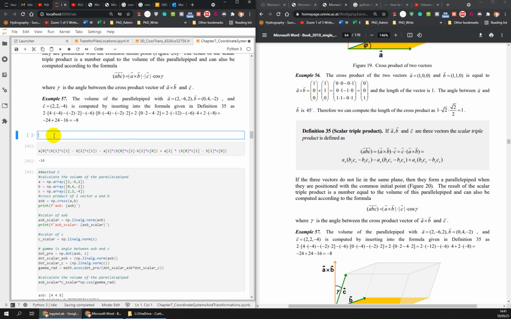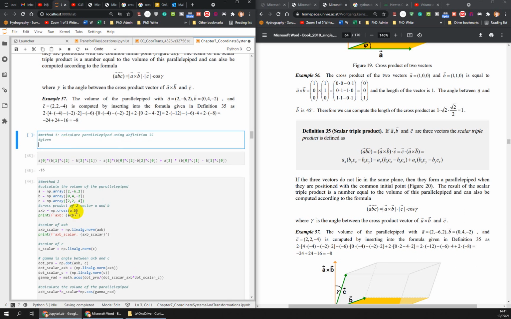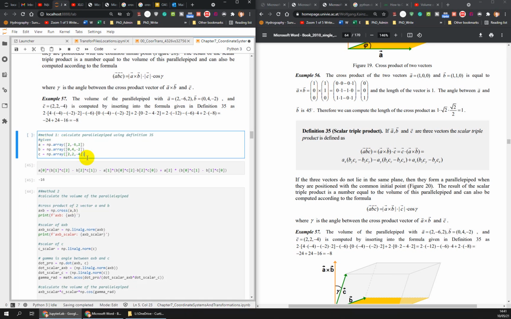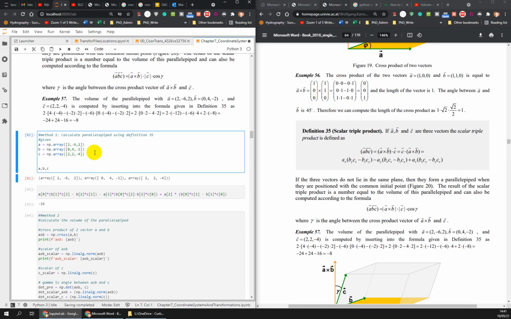We're going to say here is method 1, and we are given different vectors that look like this: A, B, and C. Then we can calculate the dot product of the cross product of A and B with C. So we can do numpy dot, cross of A and B, then outside we put numpy dot of C.